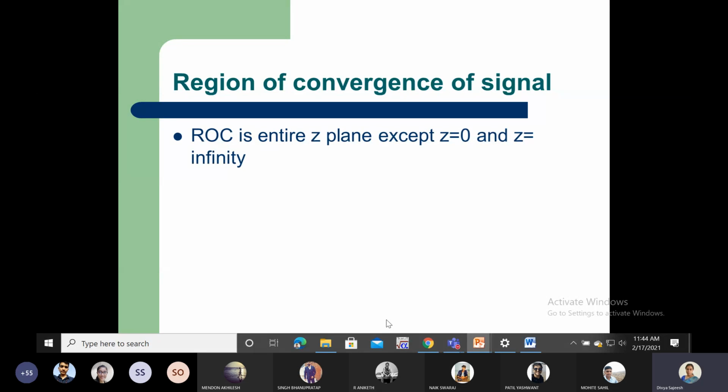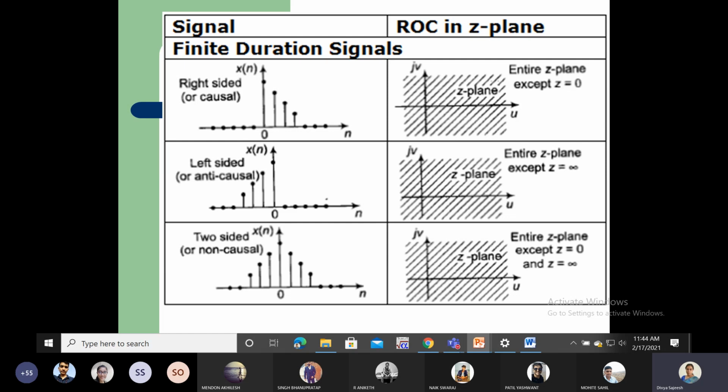So with this, all these signals were finite signals. There was a limit existing for the signals. So this was the method to find out the ROC or region of convergence. Okay. So now we are going to see how to find the region of convergence for an infinite signal. So the method is a little different. So this was the summarization of those three signals: right, left, and two-sided.